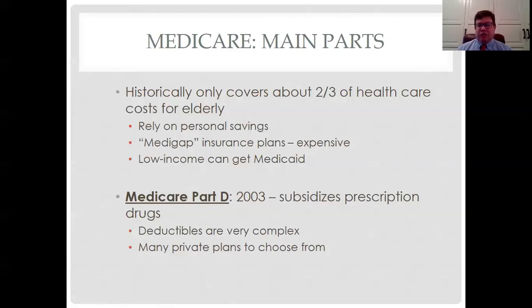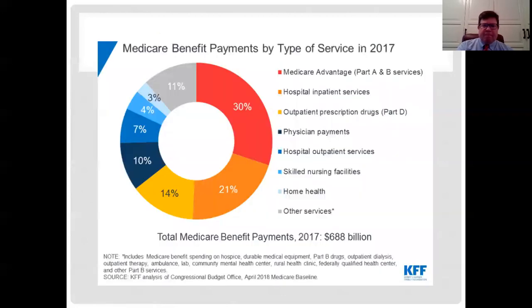Some states have additional plans that provide better coverage for prescription drugs than does the federal government. And one of the things is, for a lot of people, this is very confusing because there are many different plans, and some plans cover the drugs that you're on, some don't. And it's become very confusing for many individuals. But that's the third major part.